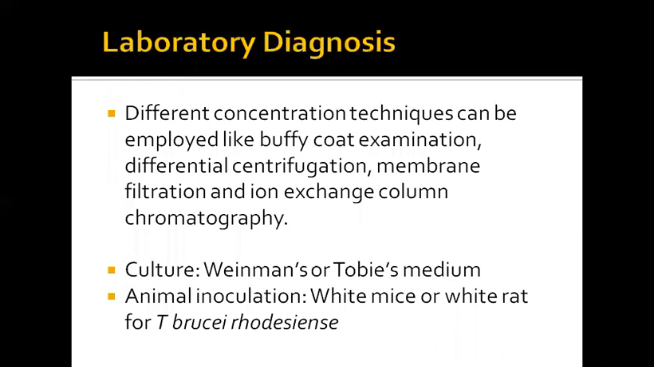Apart from microscopy, culture can also be done, but culture is very difficult. It requires special infrastructure and expertise. So it cannot be done on a routine basis, but only for research purposes. Culture can be done in media like Weinmann's or Tobie's medium. Then we can also have animal inoculation done. White mice or white rats can be inoculated for the diagnosis or for the growth of Trypanosoma brucei subspecies rhodesiense.